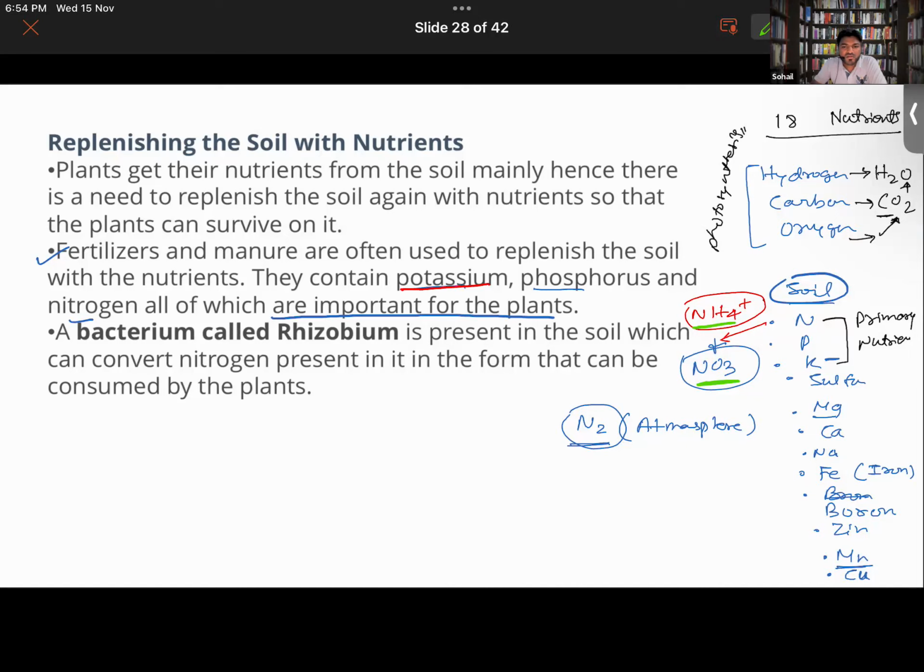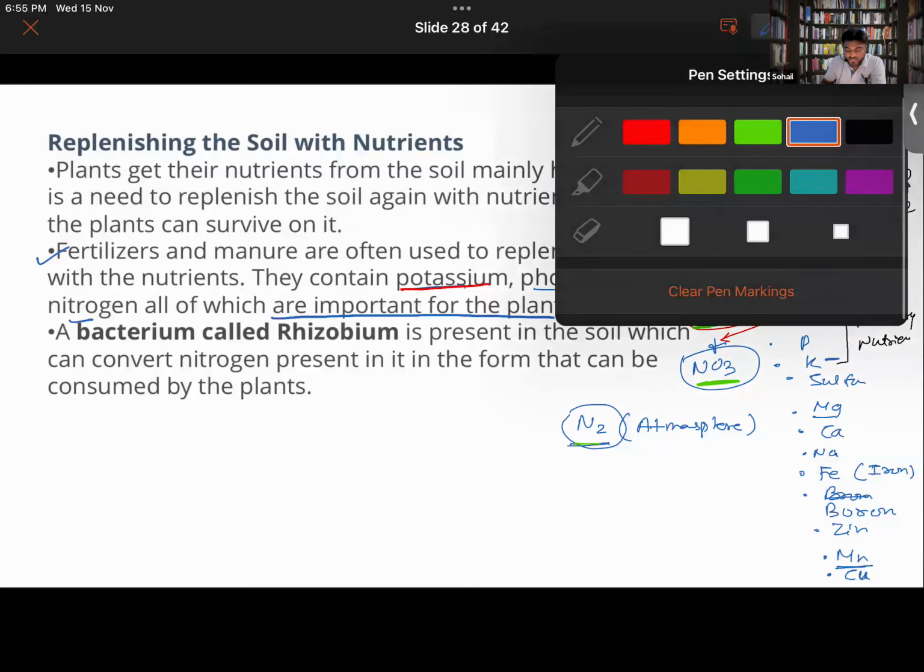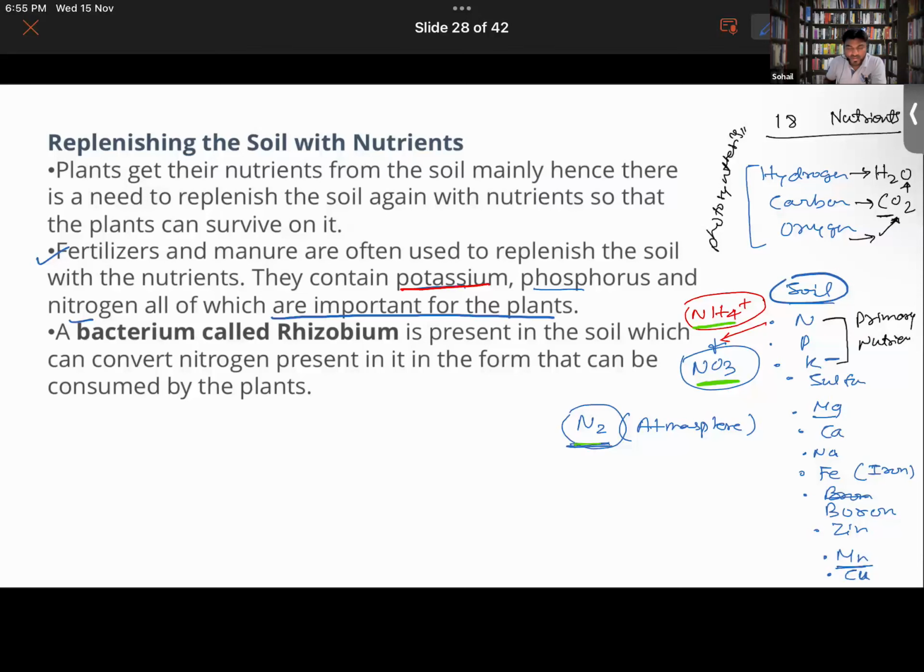Sir, can you explain again once more? Look, the plant will not be taking up the nitrogen in this form. In our atmosphere, nitrogen exists in this form. In the atmosphere it exists in that form, and the plants cannot take it in. So it has to be converted into either this form or this form.